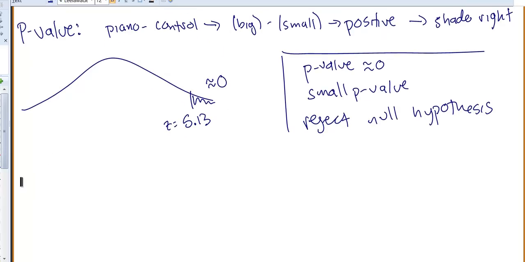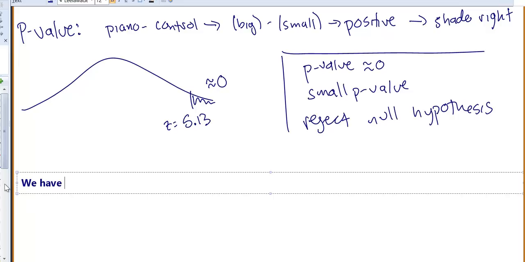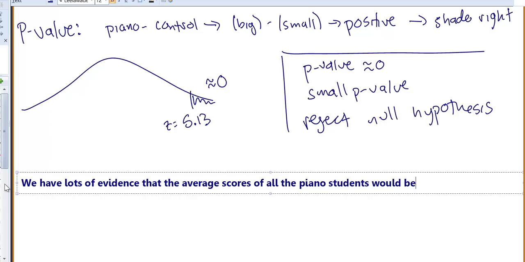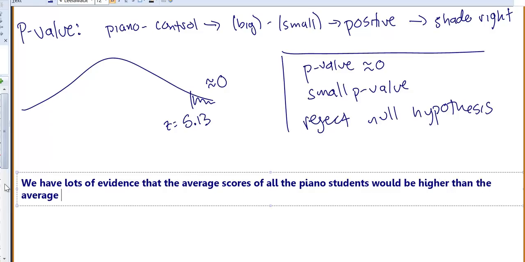And we can write our conclusion. Now that's a really small p-value, so we have lots of evidence that the average scores of all the piano students would be higher than the average scores for all the non-piano students. And hence you could conclude that the piano was helping.